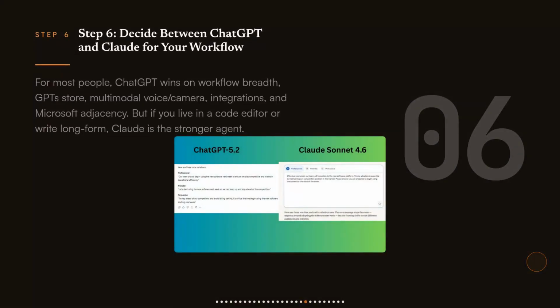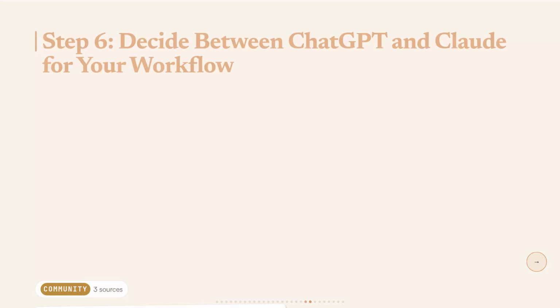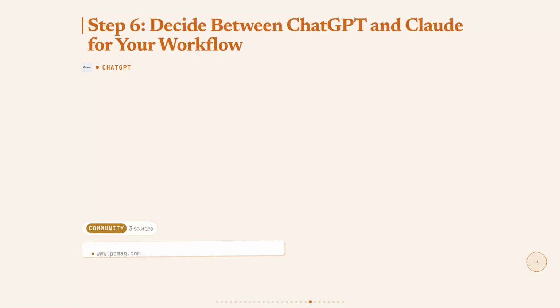Step 6. Decide between ChatGPT and Claude for your workflow. You're paying $20 a month for one of them, and you want to know if you picked the right one, or if you should be paying $40 and running both. Getting this wrong means you're using a genuinely weaker tool for your actual work every single day, and that adds up. Okay, so when I looked at this head-to-head, ChatGPT wins on workflow breadth.